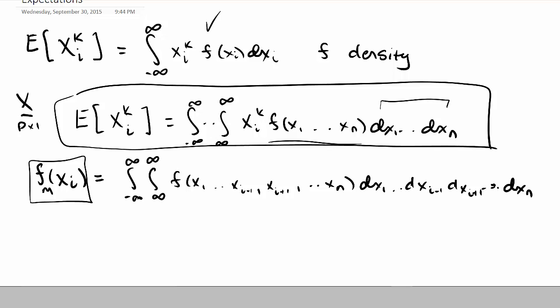Okay? So that's just to get you started on expected values. We're only going to have one particular distribution that we're really going to take expected values with respect to, and that is the multivariate normal.